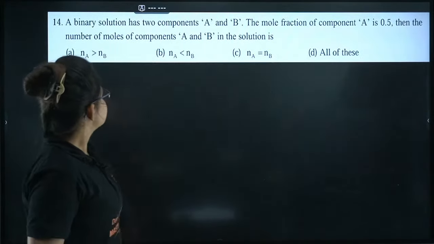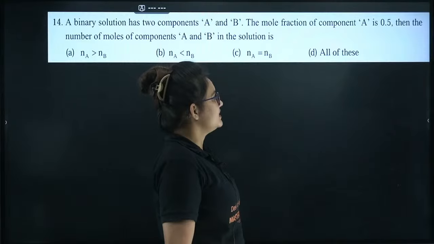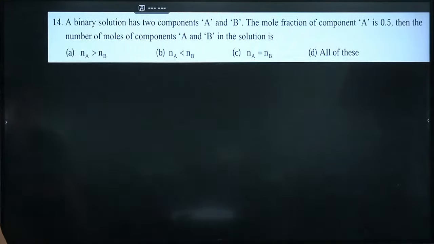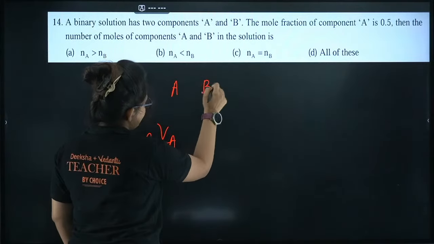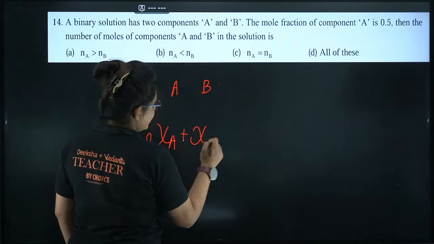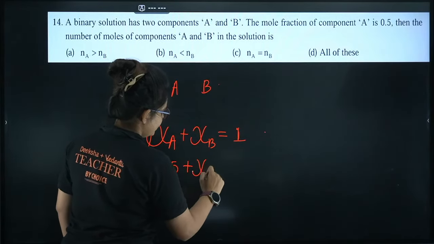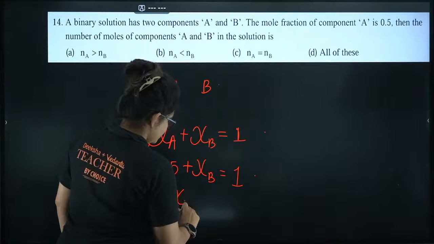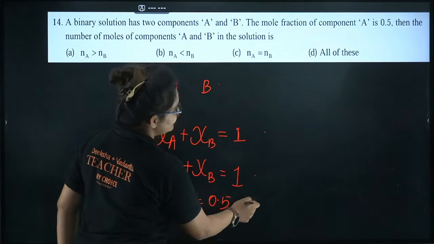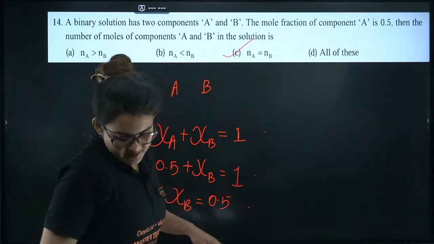Let's proceed. Here you can see a binary solution has two components A and B. The mole fraction of component A is 0.5. Then the number of moles in components A and B. If I have two components A and B and I add their mole fractions, that's going to be 1, right? If XA is 0.5, then the mole fraction of B is also going to be 0.5. So XB is also 0.5. If the mole fraction is similar, then definitely the number of moles can also be similar, right? So I guess it's clear.